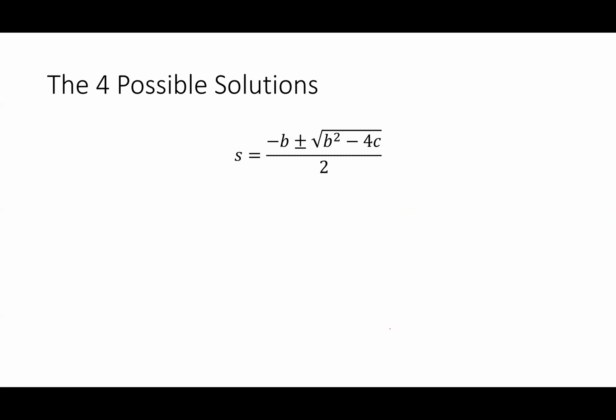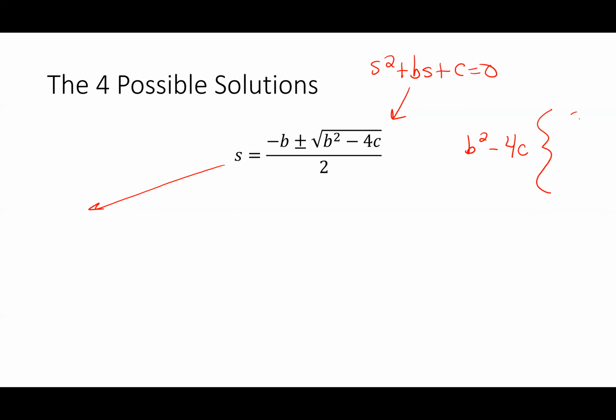All right, so let's look at this guy here. Minus b plus minus the square root of b squared minus 4c. So s squared plus bs plus c equals 0. There are four possible solutions to that. What four ways could this look? It all comes down to what b squared minus 4c does. That whole b squared minus 4c could basically be what?